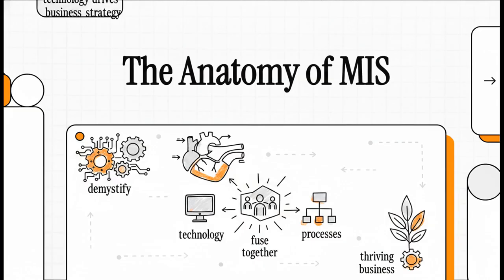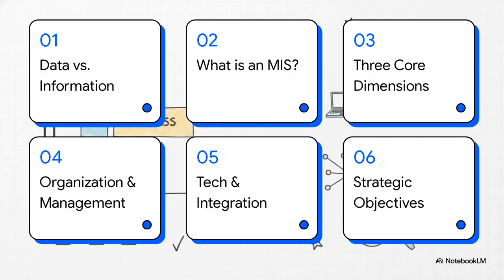but actually thriving. Here is our roadmap for today. We'll start with data versus actionable information, define what an MIS is, and then break down its three core dimensions. Finally, we'll look at organization, technology integration, and how this all leads to strategic survival.